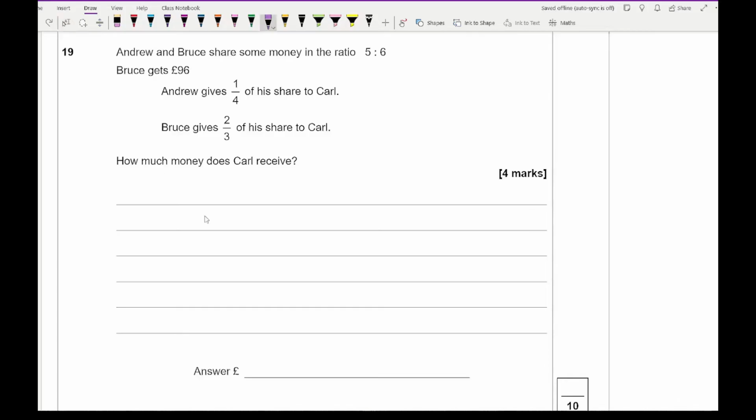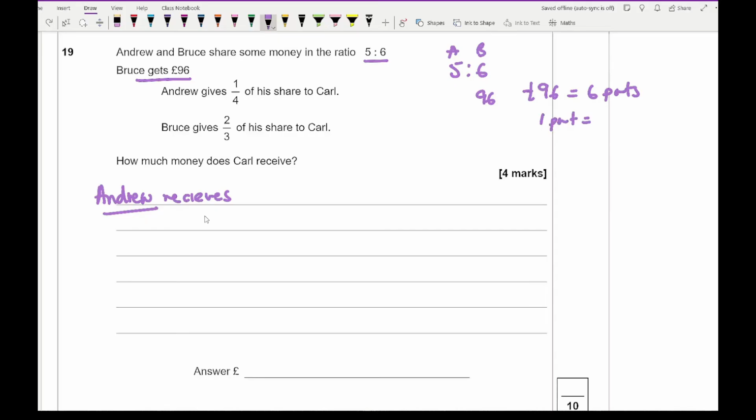So for this, let's first of all work out how much Andrew receives. Well, if we've got 5 to 6, using this bit of information here, we know that we've got Andrew and Bruce. So Bruce gets 96. So £96 equals 6 parts. That therefore means that 1 part is going to equal 16. So therefore Andrew receives 5 parts, so it's going to be 5 times 16, which equals £80.